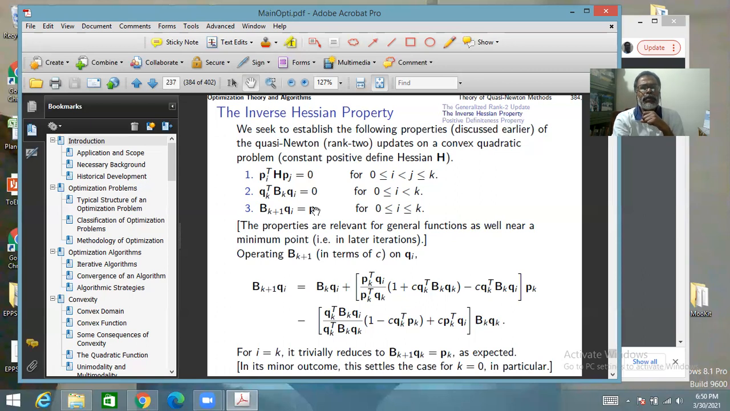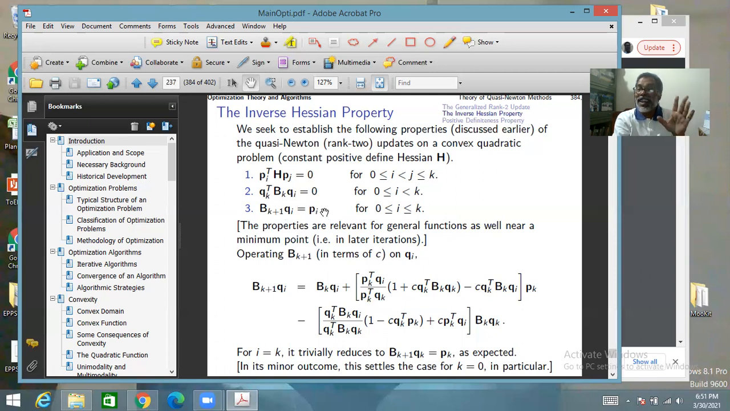So this third property is trivially true for k equal to 0. That is the minor thing. For k equal to 0 it is trivially true, and for any k, 4, 7, 9, whatever, this is true for i equal to k. See, this thing has to be true for all k and all i less than or equal to k, right? So two things are trivial.